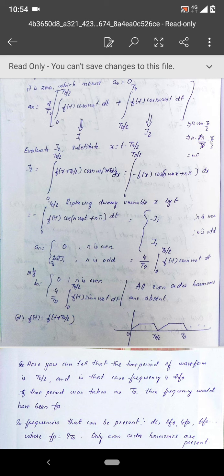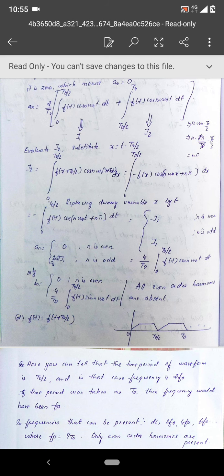What is I1? That is the integration from 0 to t naught by 2 f of t cos n omega naught t dt. That is I1. So inside you have 2 I1, and that 2 will be coming outside. Already you have a 2 outside, so it becomes 4 by t naught integration from 0 to t naught by 2 f of t cos n omega naught t dt. That is when n is odd.